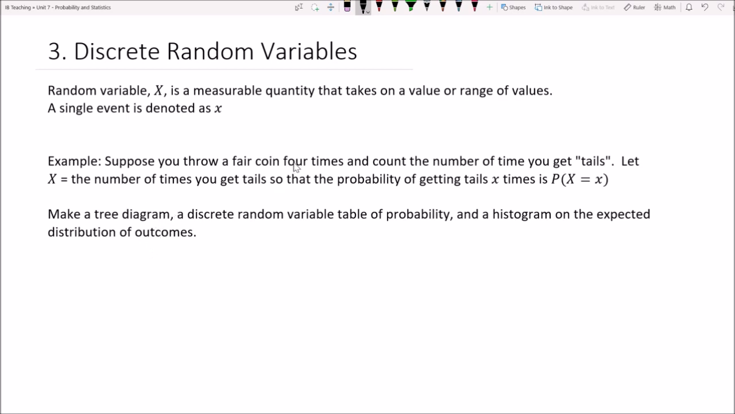Here's our first example. Imagine that we throw a fair coin, meaning that it's 50-50, heads, tails. We throw it 4 times, and we count the number of times that we get tails. We're going to let capital X be the number of times that we get tails, so that's our count, and then we're going to express the probability in this way. We're going to make a tree diagram to review that, lead into a discrete random variable table of the probability, and then make a histogram as well.